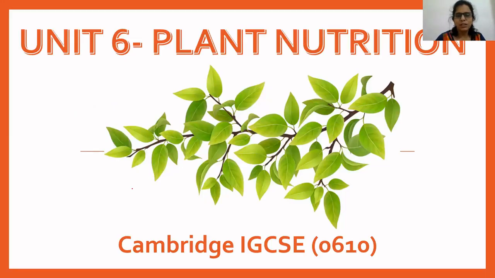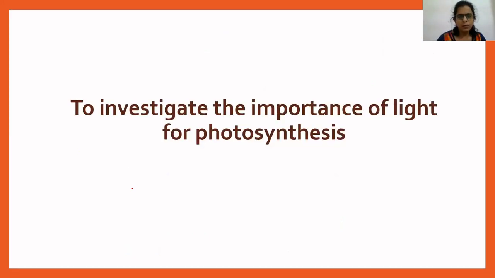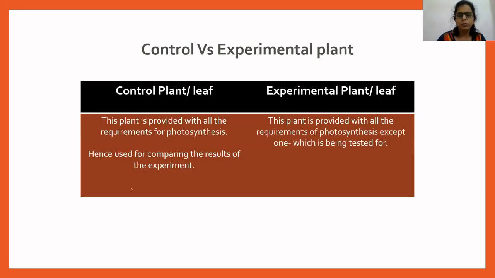Guys, in this video we are going to discuss how to test the importance of sunlight for the process of photosynthesis. Okay, so the aim of this experiment is to investigate the importance of light for the process of photosynthesis. Now whatever experiments we do in laboratory, we always have two very important setups. Okay, one setup is known as control and another setup is called experimental.